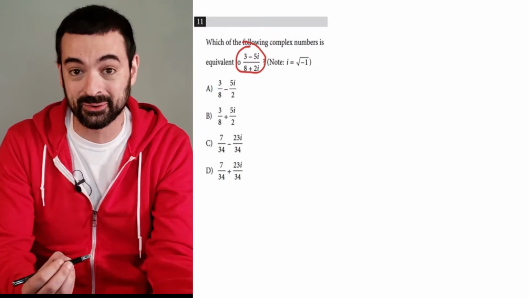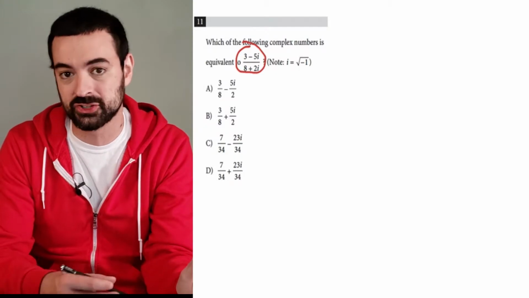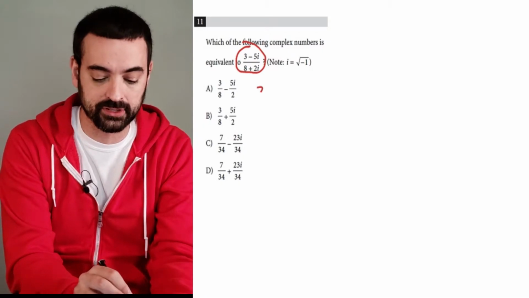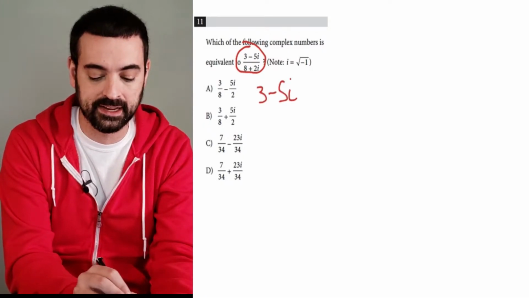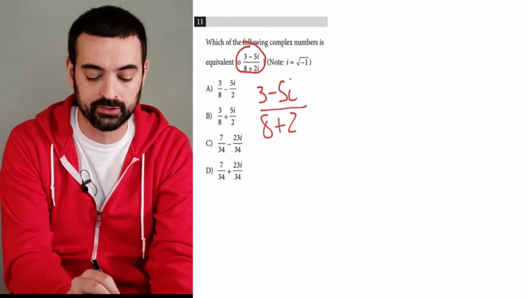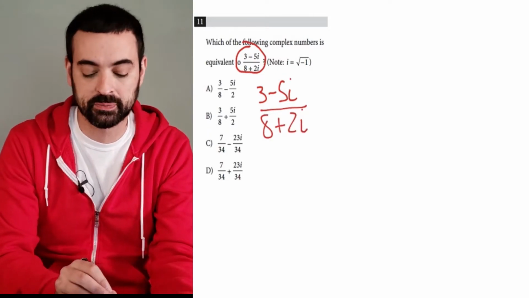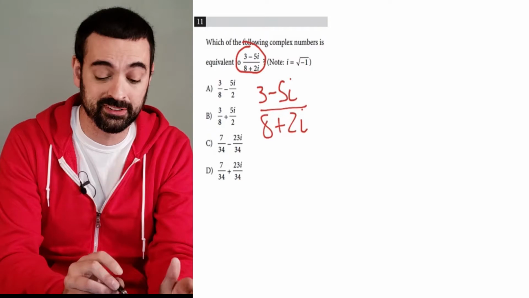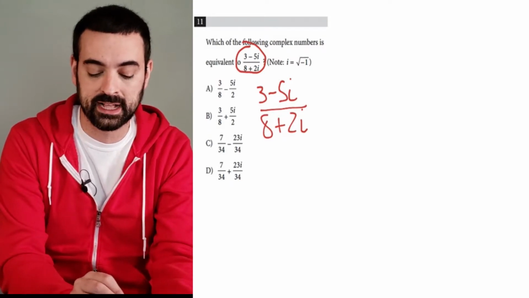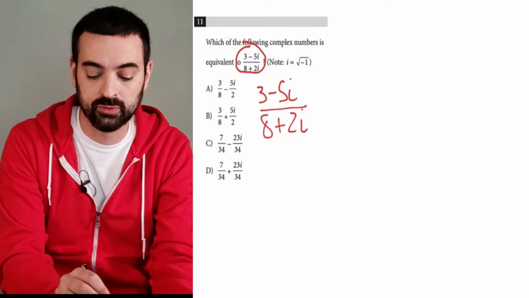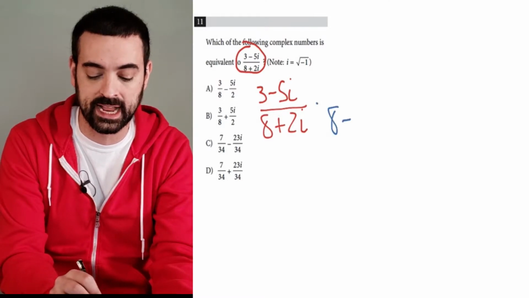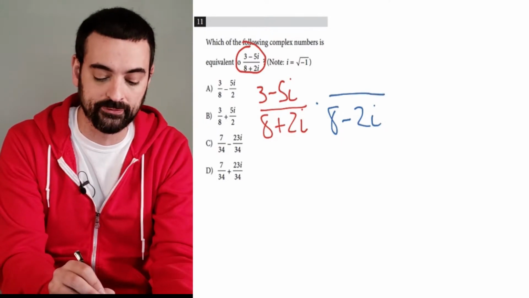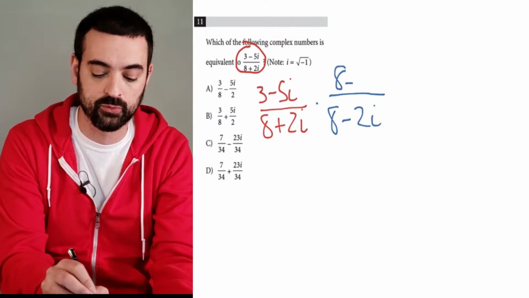This is a lot scarier, but if you learn this one process that you've probably already done, then you should have no trouble with these. We're going to take this fraction, 3 minus 5i over 8 plus 2i, and we're going to multiply by the complex conjugate of the denominator. That's a lot of words. All that means is that instead of multiplying by 8 plus 2i, we will multiply the numerator and denominator by 8 minus 2i.